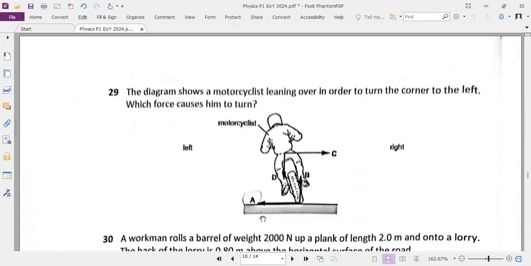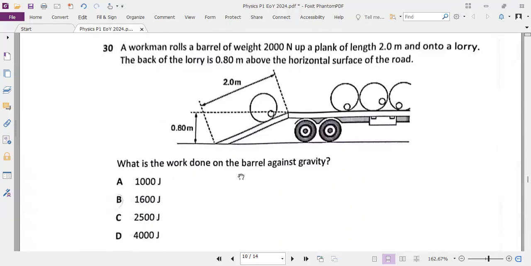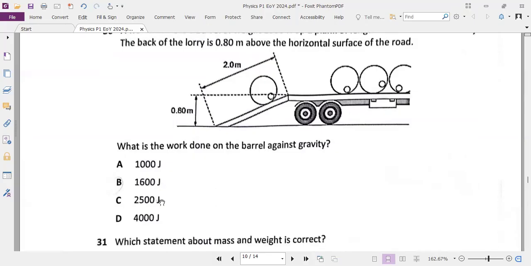Here again, circular motion, the force is always toward the center of the circle. The guy is moving this way, turning this way. The force will be this way. A is the correct choice. Here again, the work done against gravity will be equal to lifting the weight up to this much height. You don't have to ignore this distance it is covering because this is the gain in the work done against the gravity. So multiply 0.8 with 2 using the gravitational acceleration gives you 1600 joules as the work done.